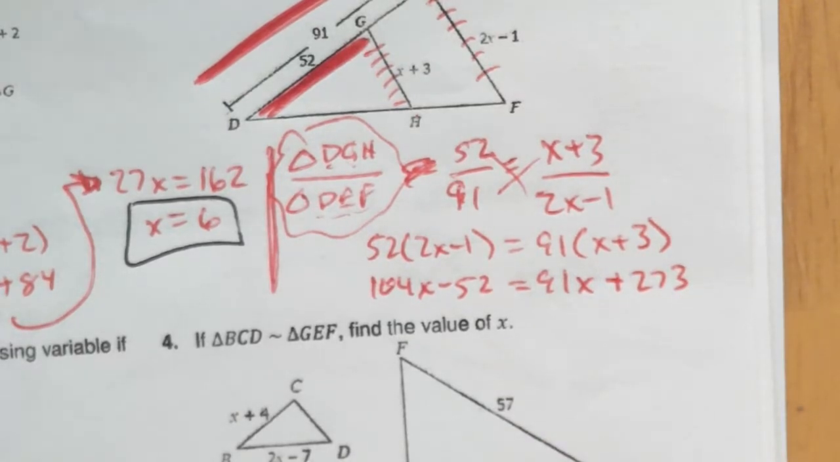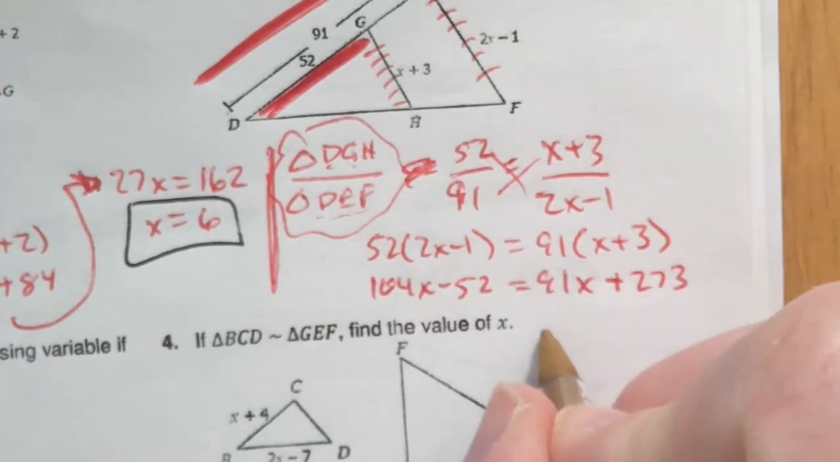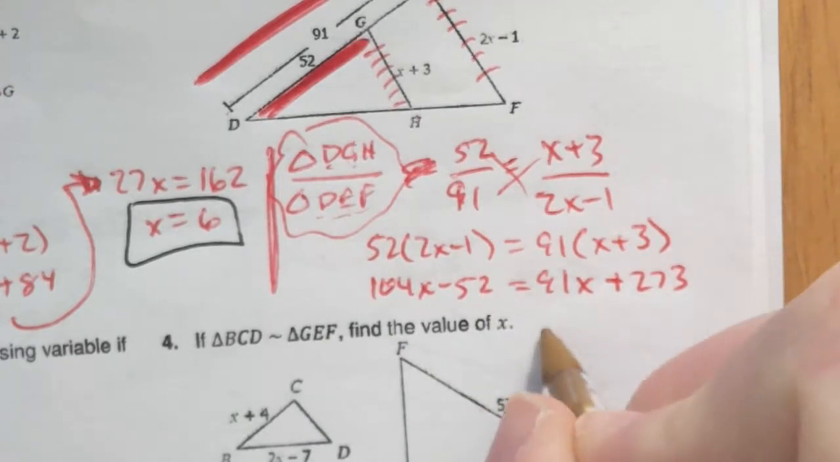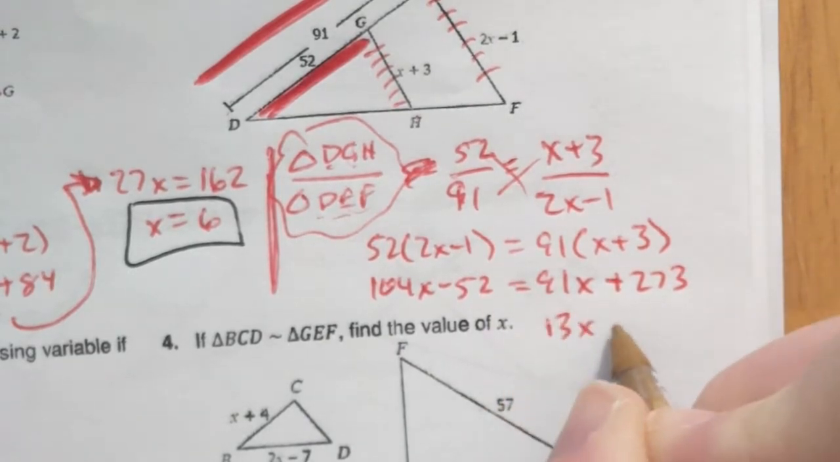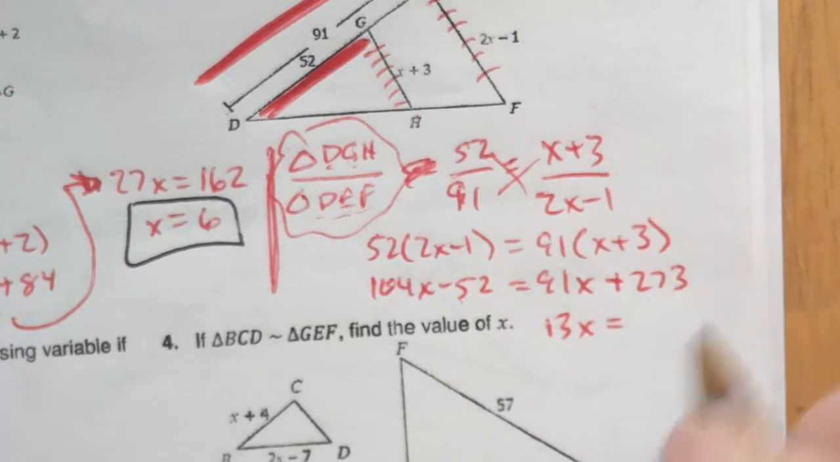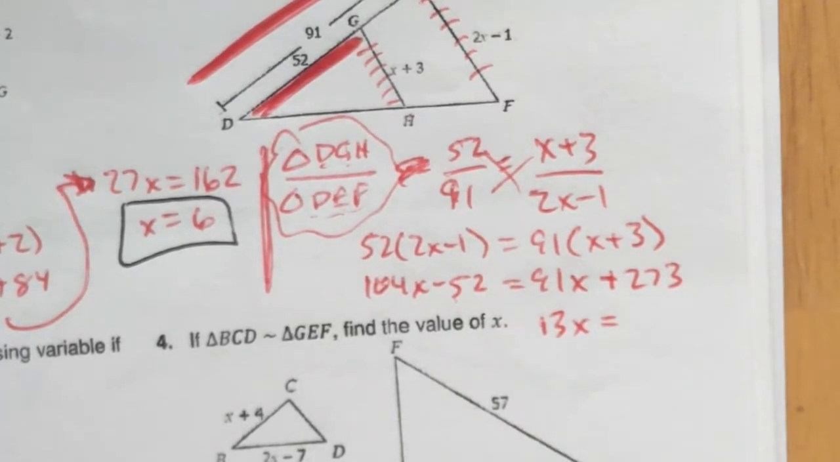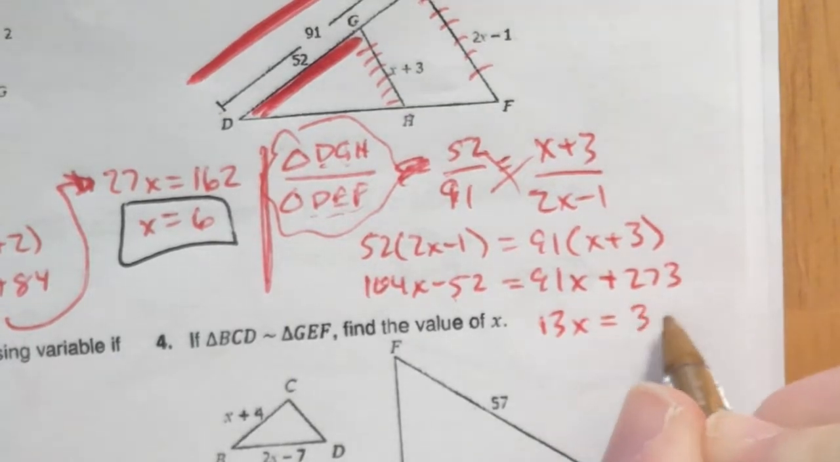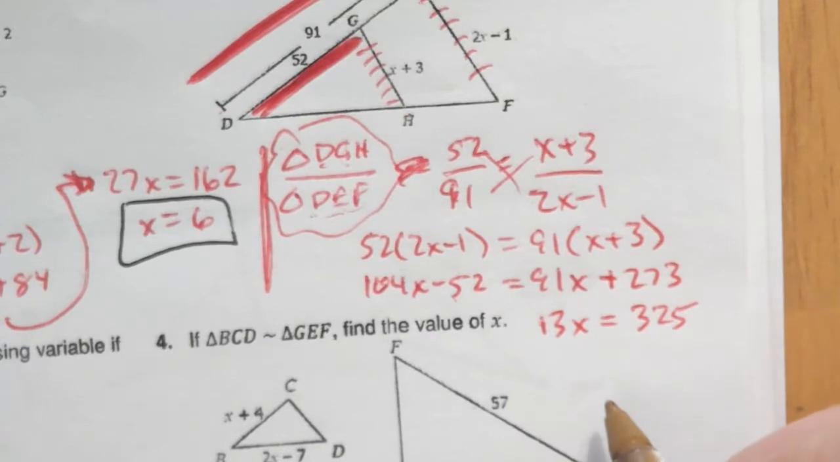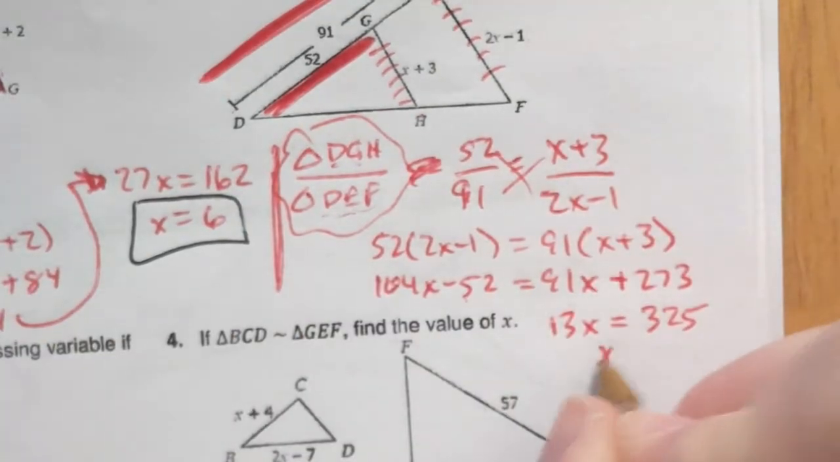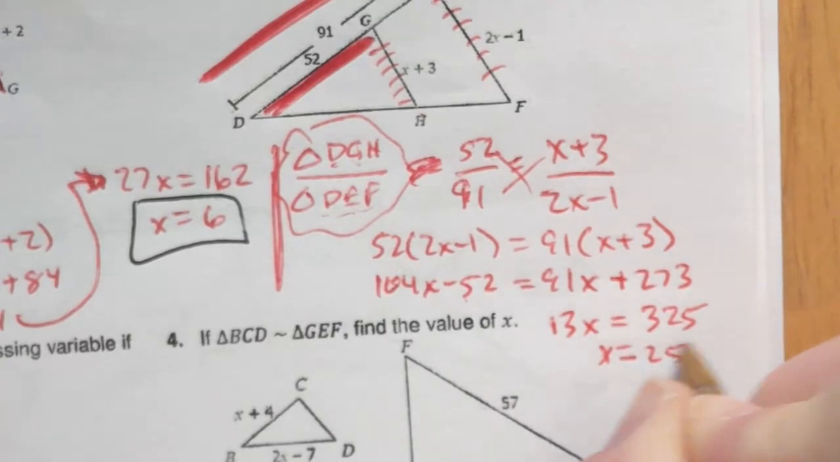All right, so keep going. I'm going to subtract 91x from both sides. 104 minus 91. I ran out of room a little bit, so no worries. So 13x equals, and I'm going to go ahead and add the 52 onto both sides as well. 273 plus 52. I'm kind of skipping a step here. 325. Okay, divide both sides by 13, and we get x equals 25.